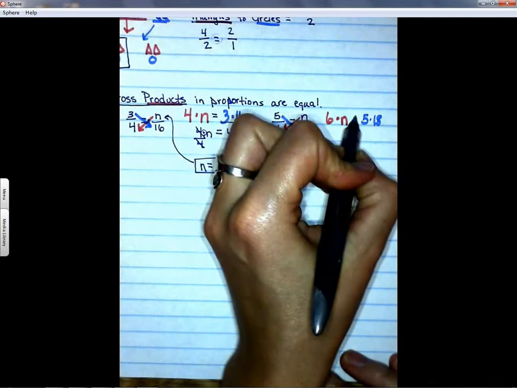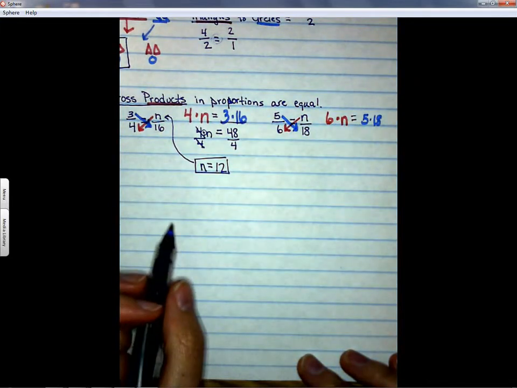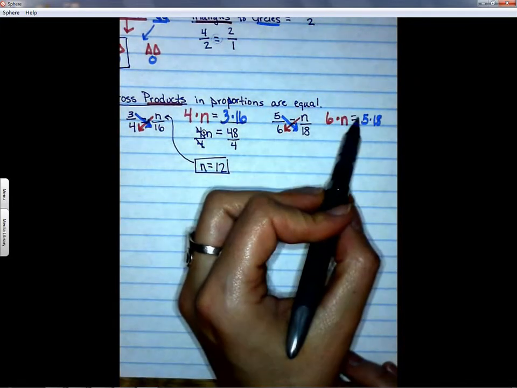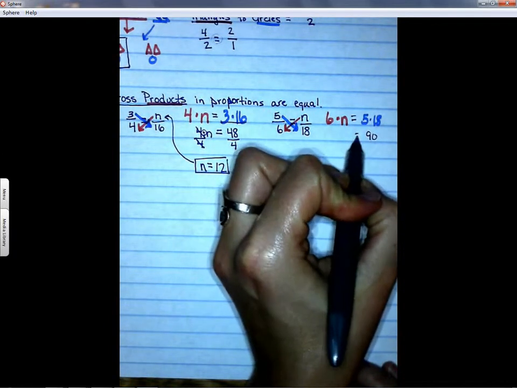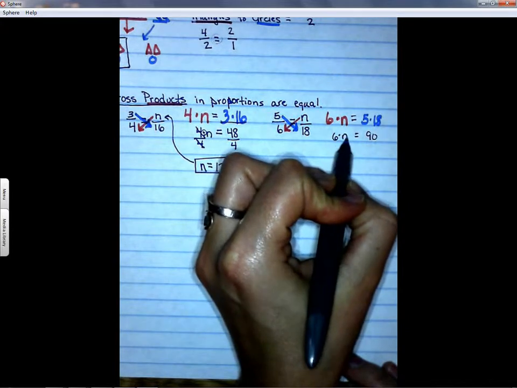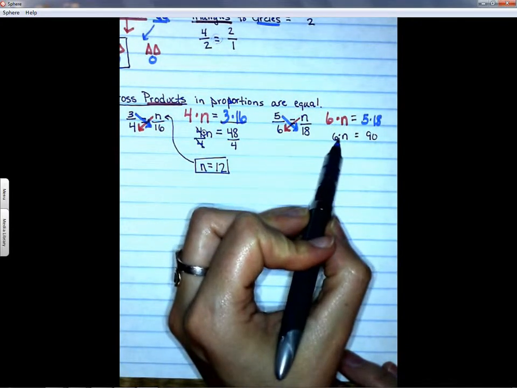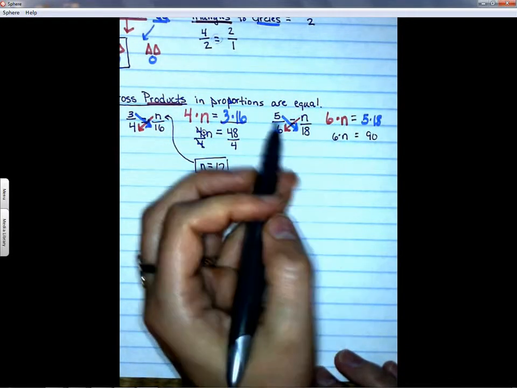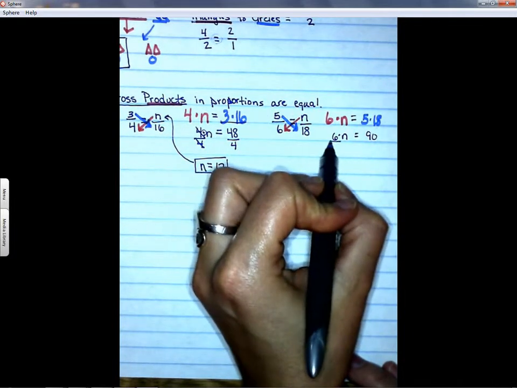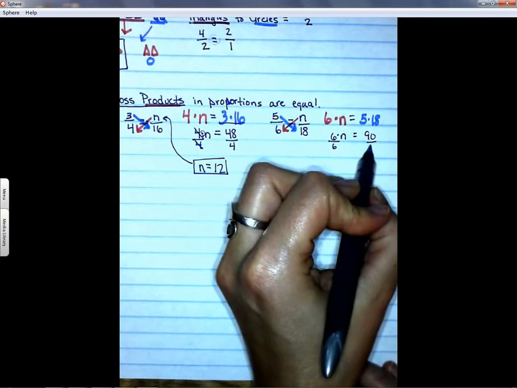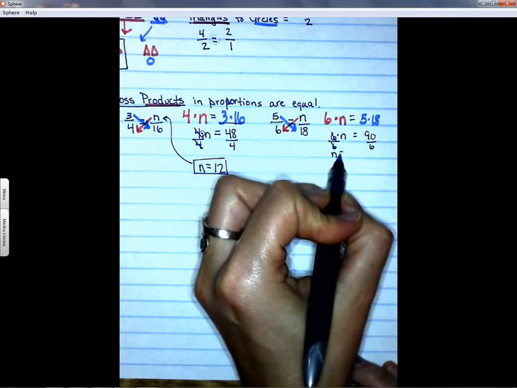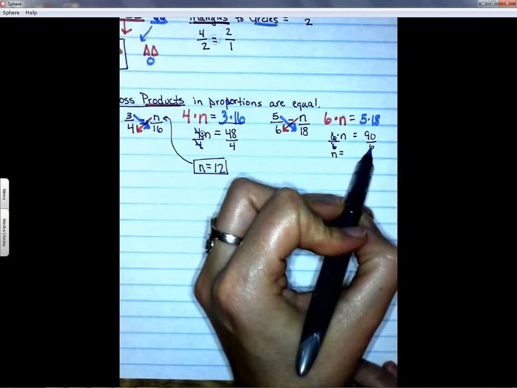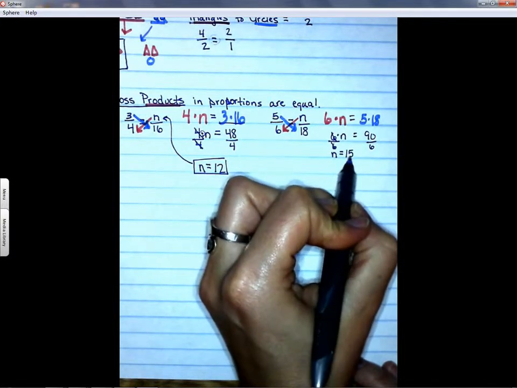Set them equal to each other because it is a proportion, and we solve. 5 times 18 is 90, and that's equal to 6n. Remember, multiplication, the inverse of that is division, so instead of multiplying by 6, we are going to divide by 6 to both sides. These cancel out. I'm left with n is equal to 90 divided by 6, which is 15.